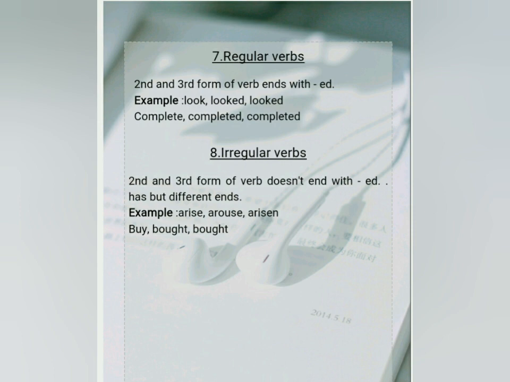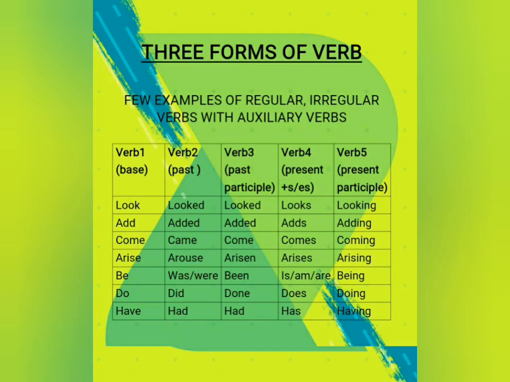Irregular verb. In these verbs, second and third form do not end with ed, but they end with different endings. For example, arise, arose, arisen, buy, bought, bought, or you can say many more there. You can say fight, fought, fought, etc. Now let's move towards our next slide, that is three forms of verb. In this, you'll recognize the difference between regular verb, irregular verb and auxiliary verb.